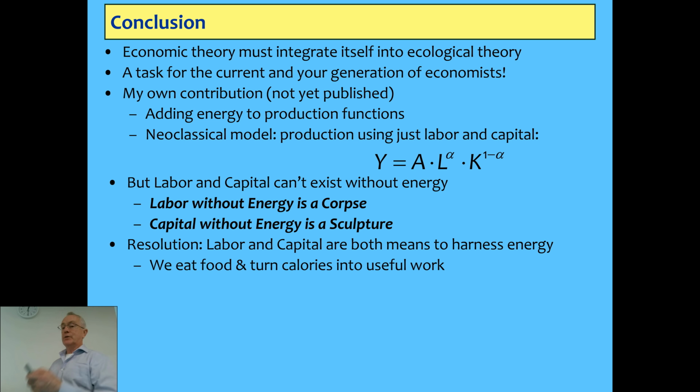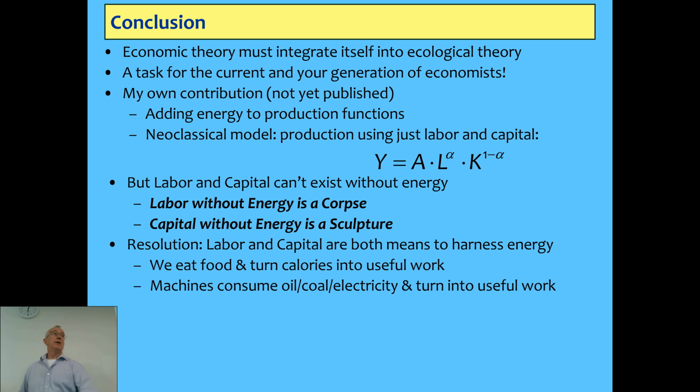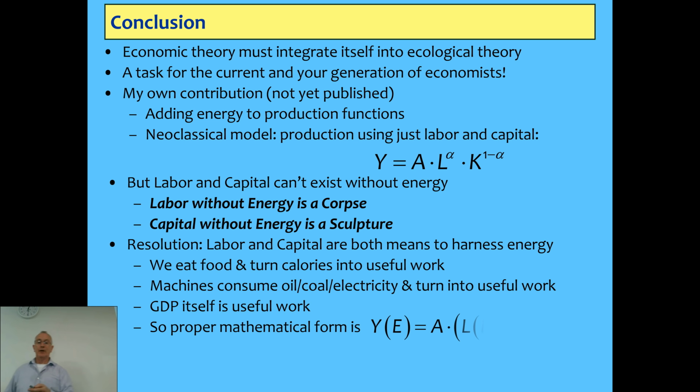So we eat food and turn those calories into useful work. The machine consumes oil or coal or electricity from nuclear power and turns that into useful work. And GDP itself, the best way to think about GDP is it's useful work, moving from one point to another when you want to make a movement, that sort of thing. So the proper mathematical form is not to say that you tack energy on the end, but you say labour harnesses energy and so does capital, and convert that energy into useful work.